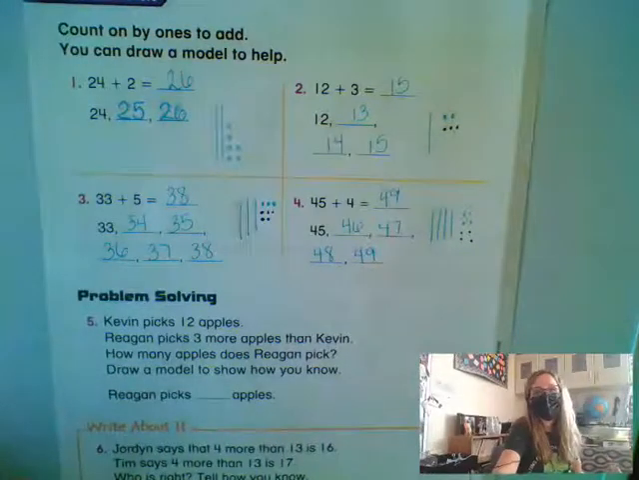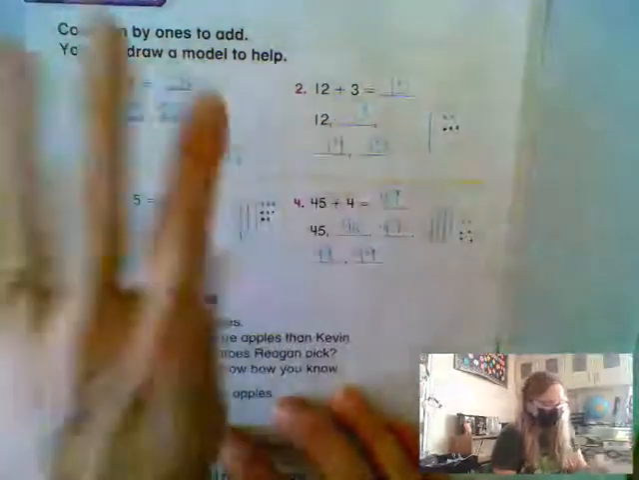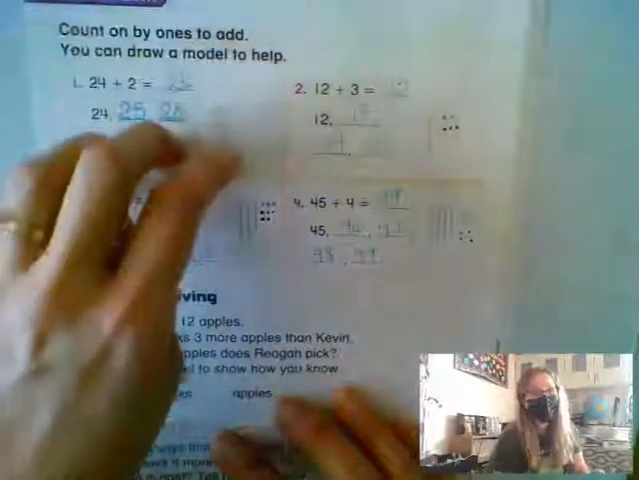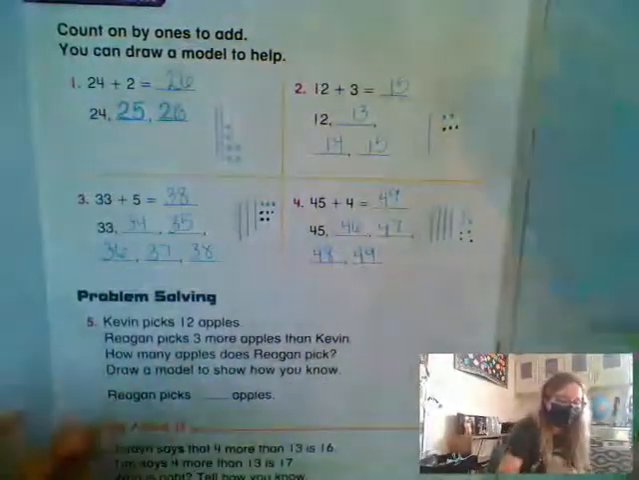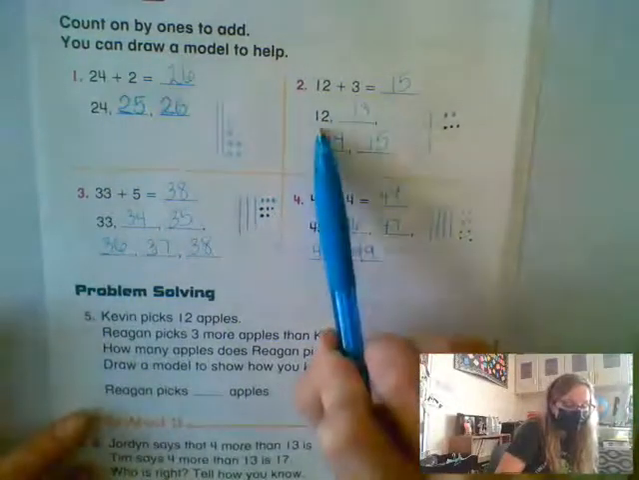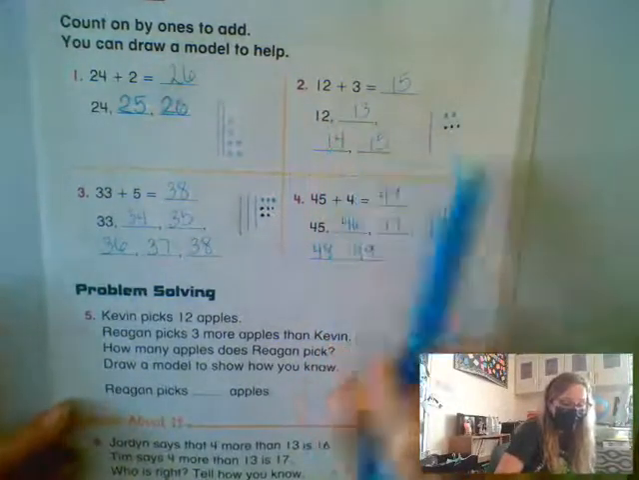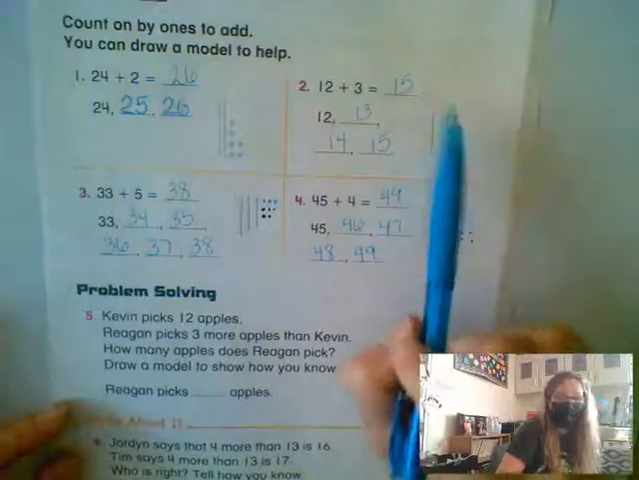All right, friends, I went ahead and traced over number 1. I'm not going to go over number 1, though, because they had already kind of gone over it for you. Your answer should have been 26. If we take a look here at number 2, 12 plus 3, we say 12, 13, 14, 15. I drew 12 plus 3 more gave us 15.